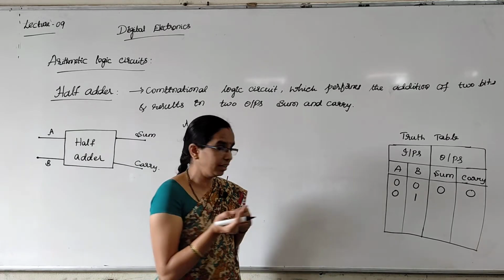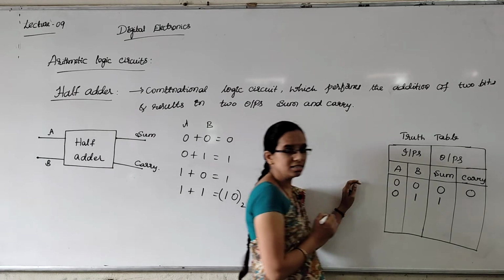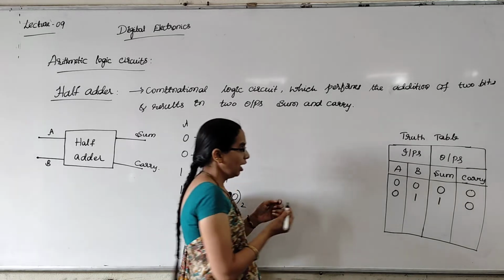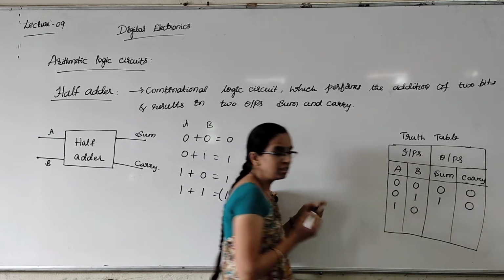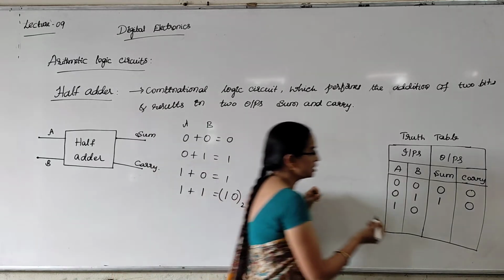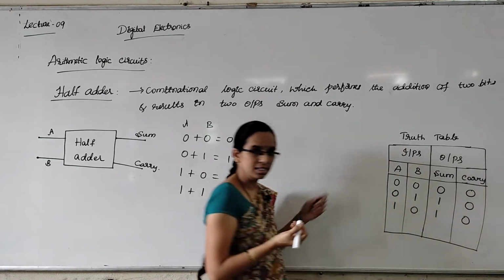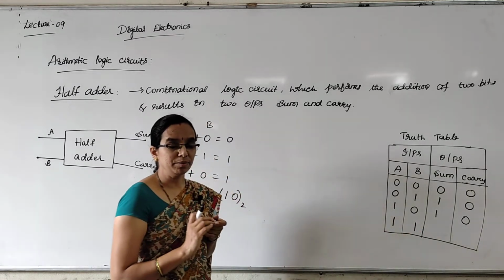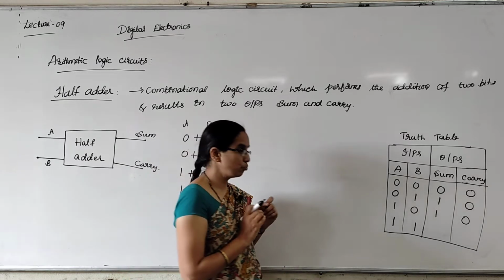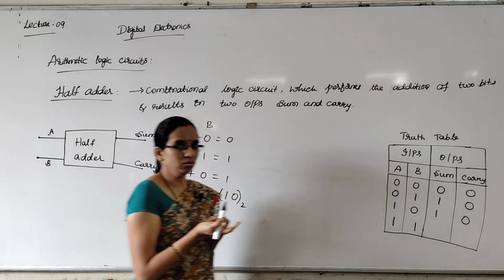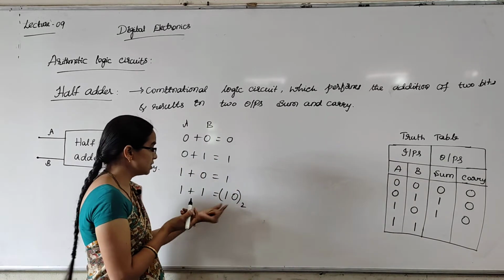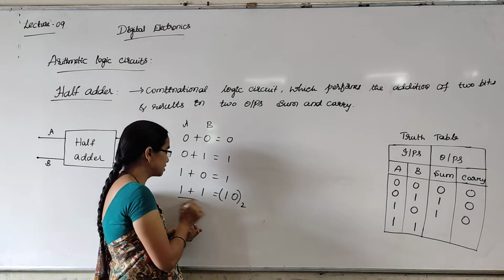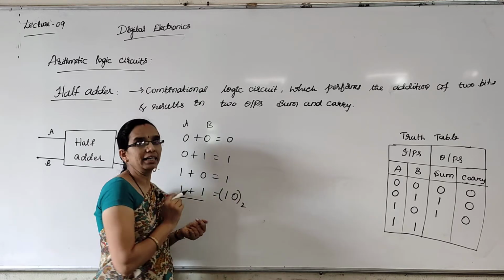So for 0 plus 1, that means A is 0, B is 1, you are going to add 0 and 1, and we get sum as 1 and carry is 0. And 1 and 0, that means 1 plus 0 is also 1, carry is 0 again. And 1 and 1, that means 1 plus 1 is 10, so the sum will be 0, carry will be 1. This 1 plus 1 is 0 with carry 1.